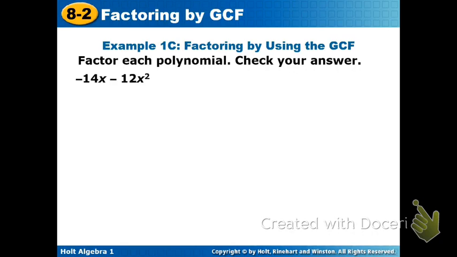Do you notice something about this one that's not quite right? What else? It's not written in descending order, right? So what do we need to do first? Let's rewrite. Descending order, right? X squared comes before the x. So let's rewrite. So that would be our negative 12x squared minus our 14x.